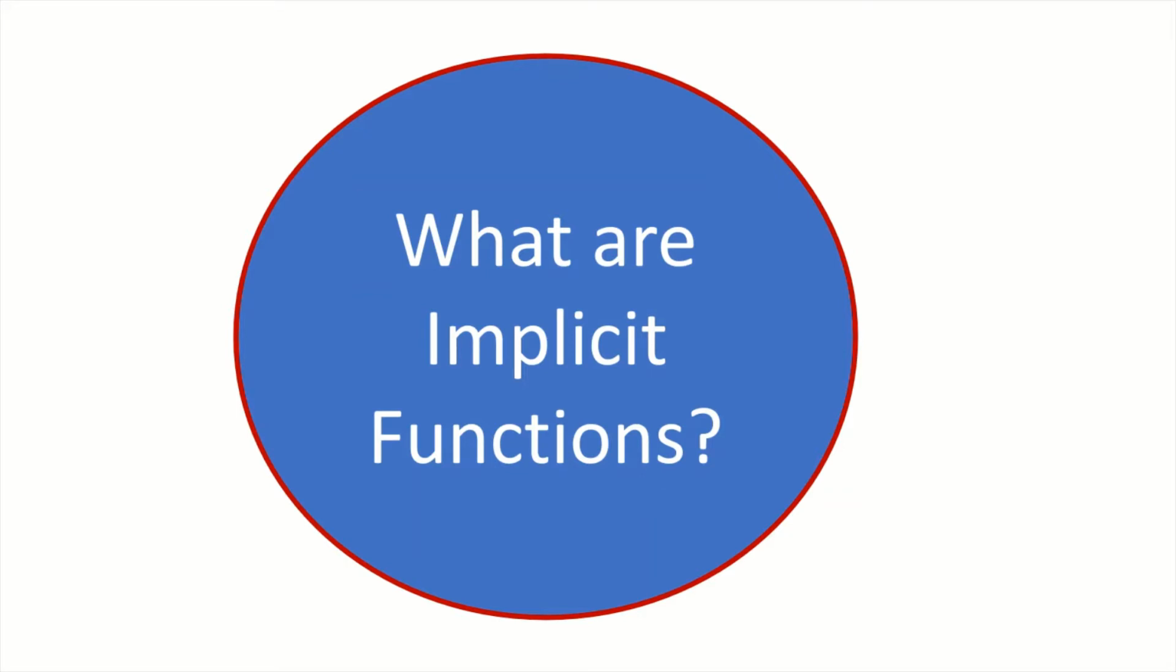Okay, so first let's understand what are implicit functions. Till now, we were dealing with functions like y equal to x square plus 2x plus 7 or y is equal to e raised to the power x. These are functions where it was possible to express y entirely in terms of x. These are called explicit functions, because it was possible to write y clearly in terms of x.